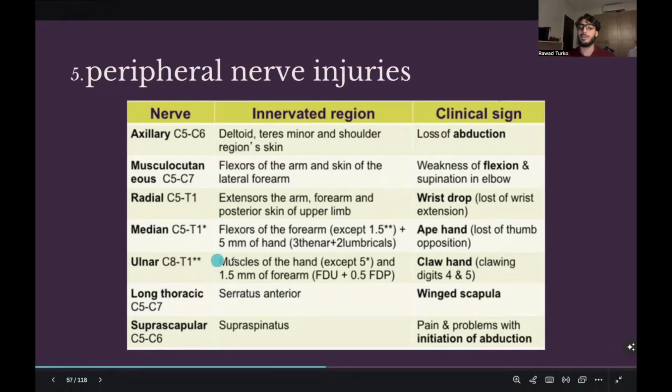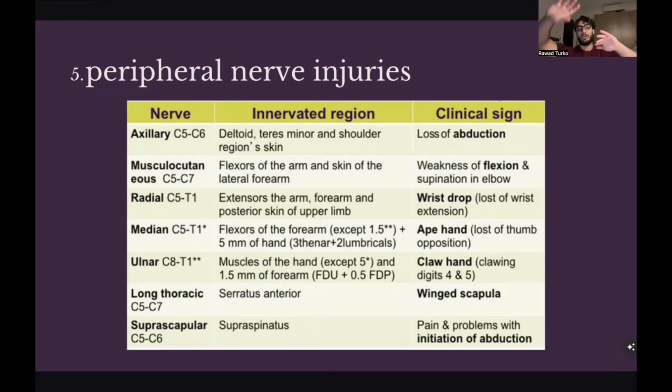The long thoracic supplies the serratus anterior, which is going to cause a winged scapula. Okay, so when you ask the patient to put their arms up against the wall, you can see one scapula is winged. It looks lower than the other.